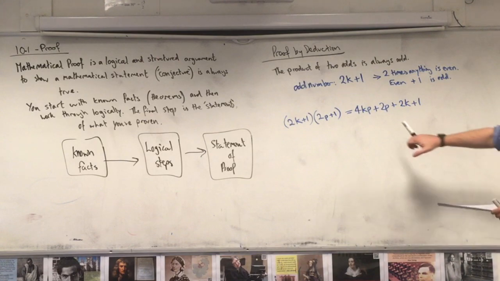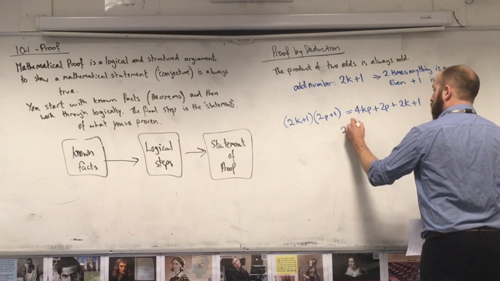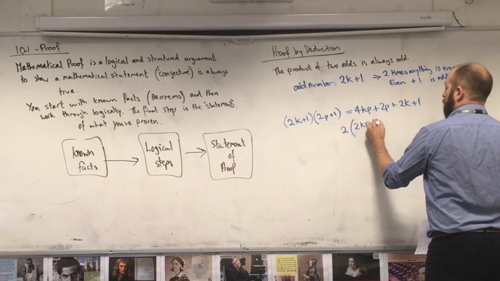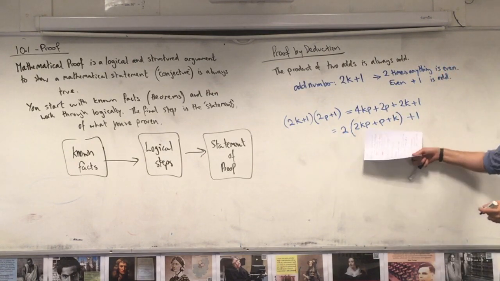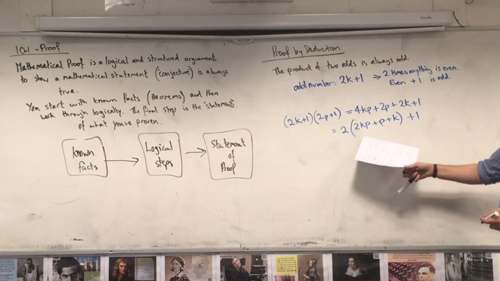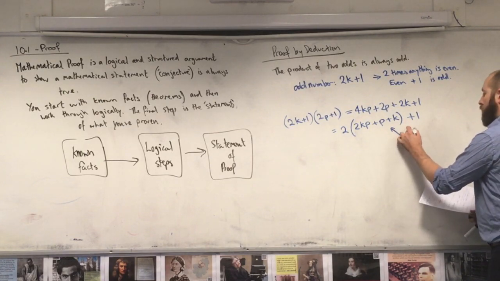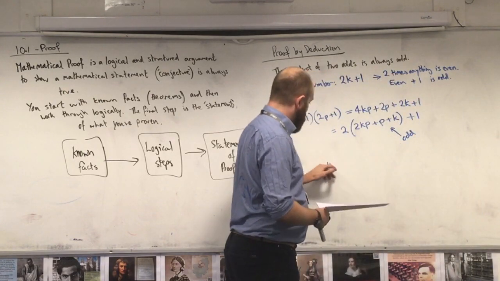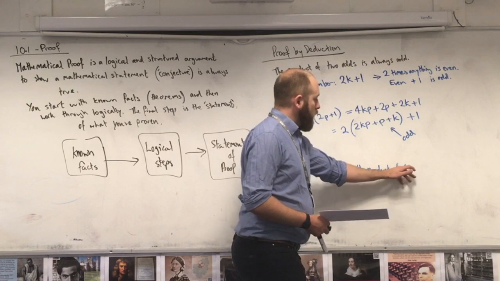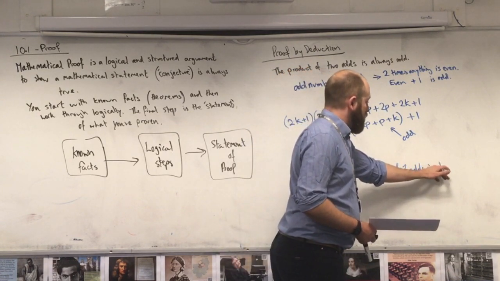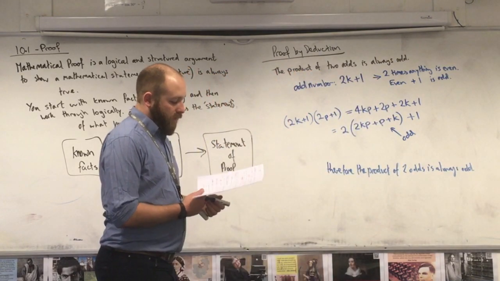Okay, so looking through this, we've got a load of even stuff. So if we take out a factor of 2, we can say it's 2 lots of 2kp plus p plus k, plus 1. So 2 times something plus 1. 2 times anything is going to make anything even, like we said here. And then plus 1 is odd. So that is odd. So we can say, therefore, the product of two odds is always odd. And there's my proof. So that's an example of proof by deduction.